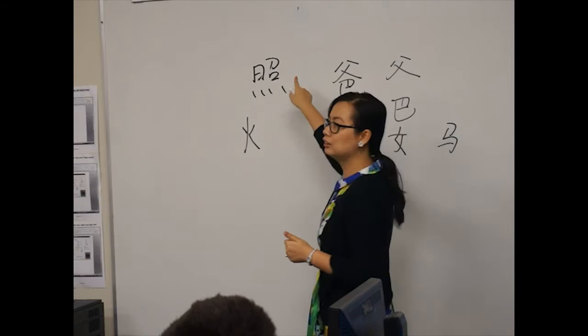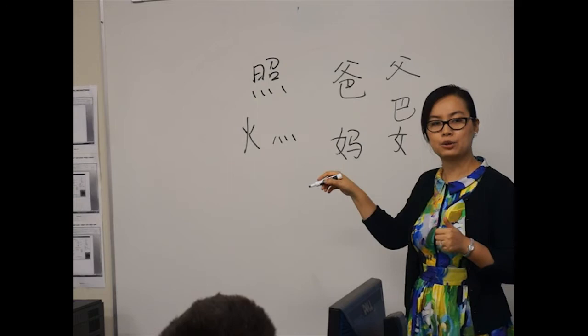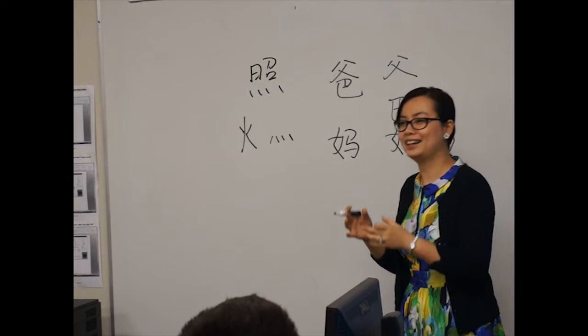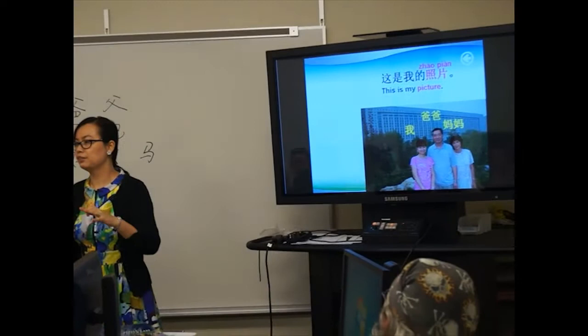And this part, or when it's on the bottom, written like this, also means fire. So what's the relationship between fire and illumination? Fire has light, produces light, right? So it suggests the meaning. And the second character, pian, usually means something very thin, very flat. Are you with me? Okay, so zhao pian means picture.